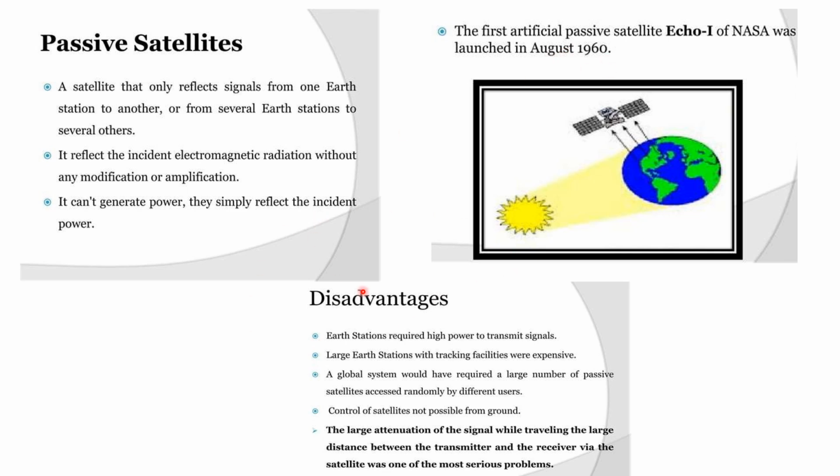There are some disadvantages while using passive satellites, and they are: Earth stations required high power to transmit signals. Large Earth stations with tracking facilities were expensive. A global system would have required a large number of passive satellites accessed randomly by different users. Control of satellites was not possible from the ground, and the large attenuation of the signal while traveling the large distance between the transmitter and the receiver via the satellite was one of the most serious problems.